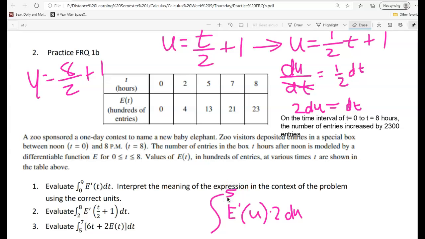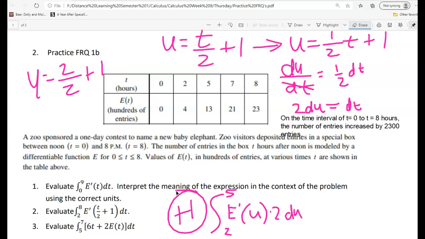Next, we're going to do the bottom number, the 2. So I'm going to plug 2 into my u function now. 2 over 2 is 1, and 1 plus 1 is 2. So now we have those new limits. So right there, if you guys were to write that down, you're going to get a point. That demonstrates that you know how to do u substitution with changing limits, okay?